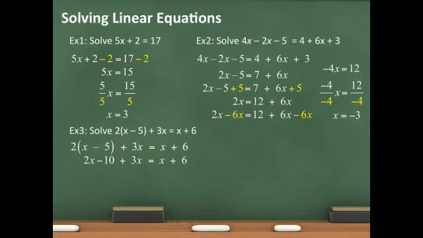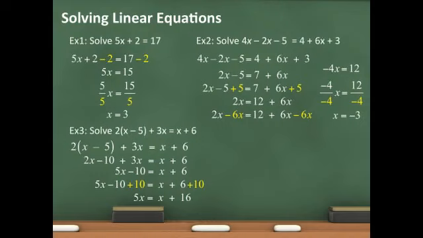On the left side of the equation, there are two terms we can combine, 2x and 3x. After combining, we end up with the equation 5x minus 10 equals x plus 6. The next step is to isolate the terms containing the variable x. To do this, we start by adding 10 to both sides of the equation. This gives us 5x equals x plus 16.